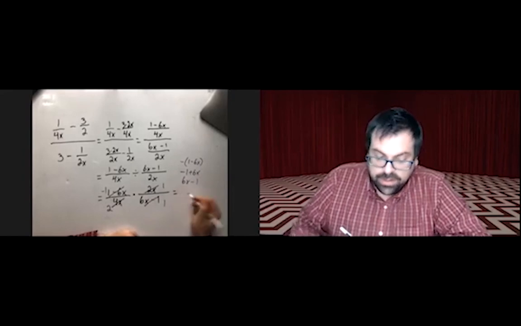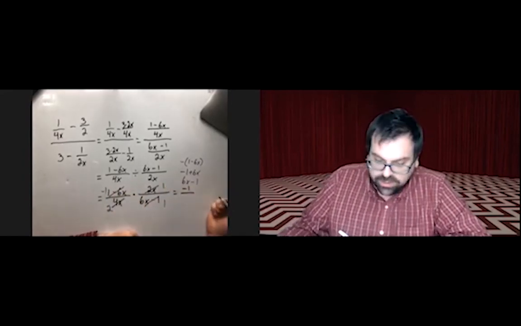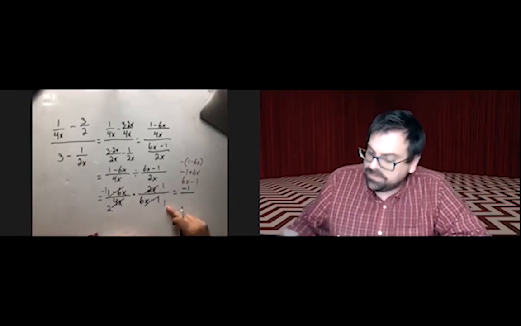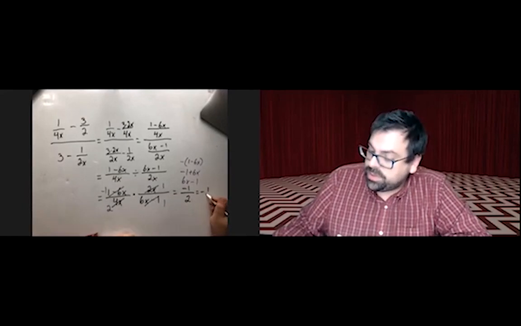What do we have here? -1 times 1 is -1. 2 times 1 is 2. -1 over 2 is -1/2.